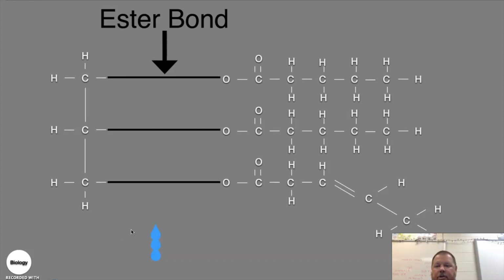This is how we're going to form a triglyceride, but this is also how we could form a phospholipid. Difference being, instead of having this fatty acid tail here, we would have a phosphate group added, and that's what's going to give us the name phospholipid.